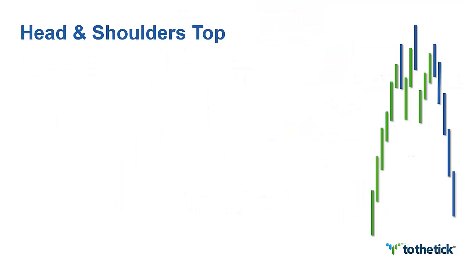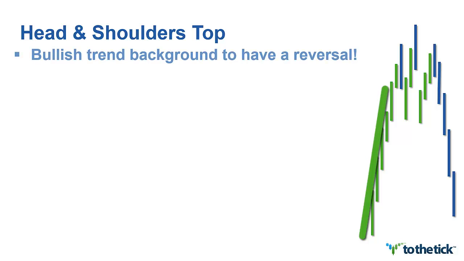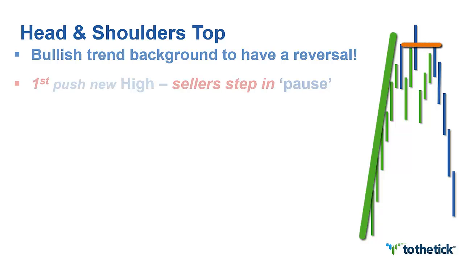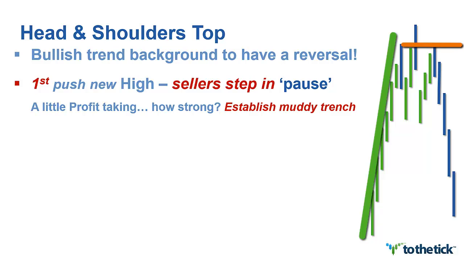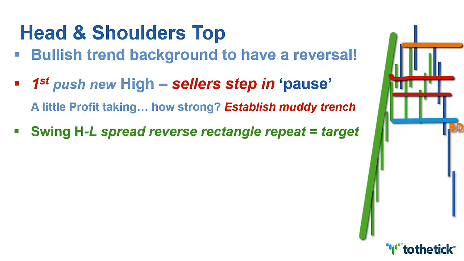So let's do a nice little summation here and realize that to have a head and shoulders top as a reversal, we must have something to reverse. We've been trending bullishly, and that is what we're looking at in our background, and then things change. We get a push into a high where enough sellers will step in and say, take a pause, buddies, this is resistance. A little profit taking, how strong is it? Establish that muddy trench early where you can see those buyers and sellers fighting over a fill line on their targets. That swing high and low spread.